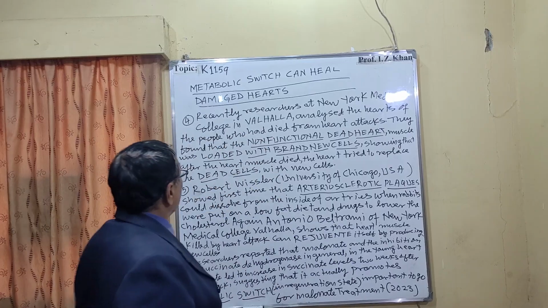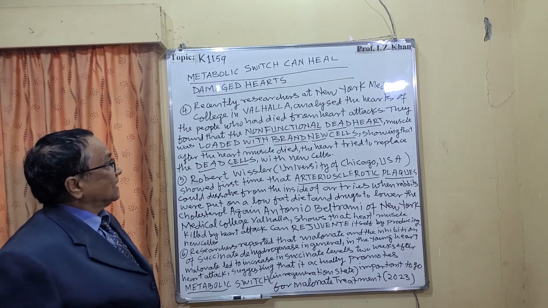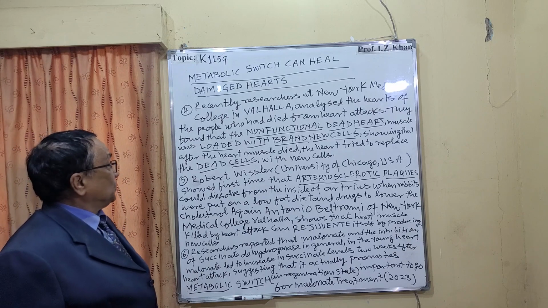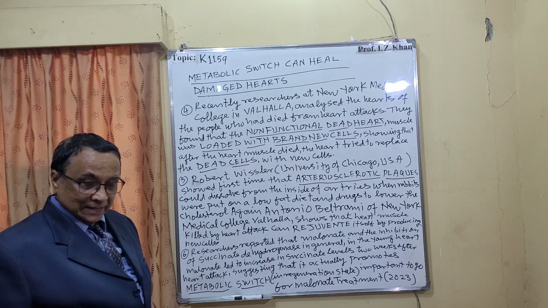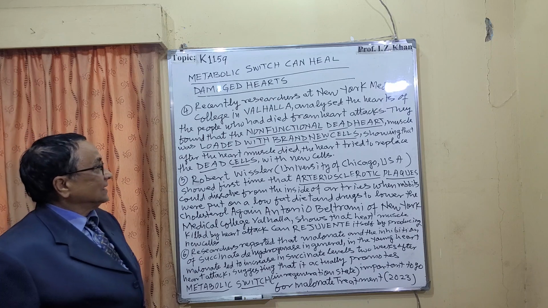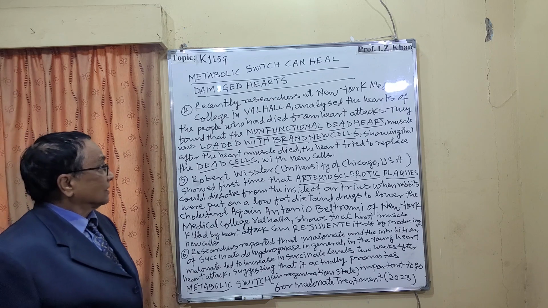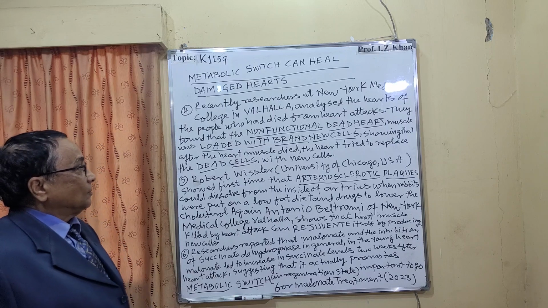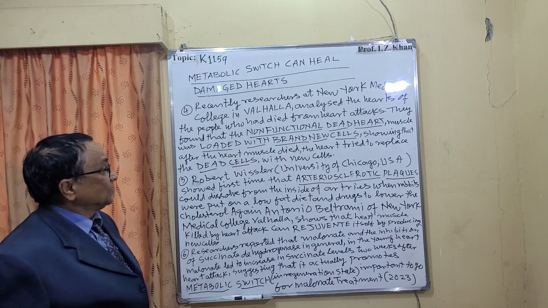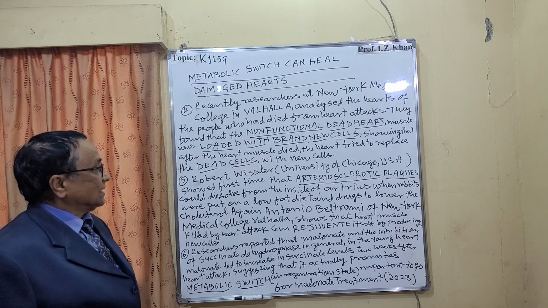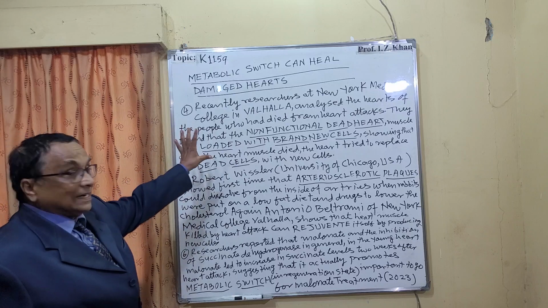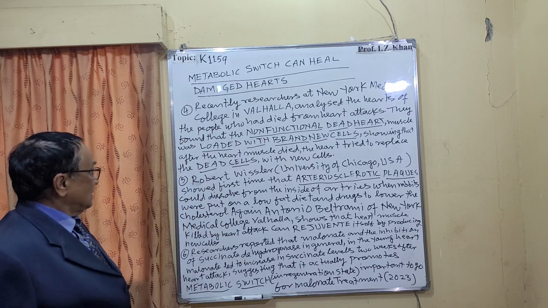So here now, number 4. Recently, researchers at the New York Medical College in Valhalla analyzed the hearts of people who had died from heart attacks. They did the analysis of the dead heart, I call it, and they found that the non-functional dead heart muscle was loaded with brand new cells. They started producing new cells after all the muscles were dead, showing that after the heart muscle died, the heart tried to replace the dead cells with new cells. That is the latest finding about the regenerative condition of cells.